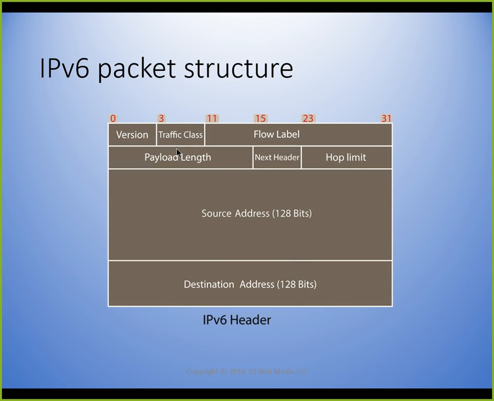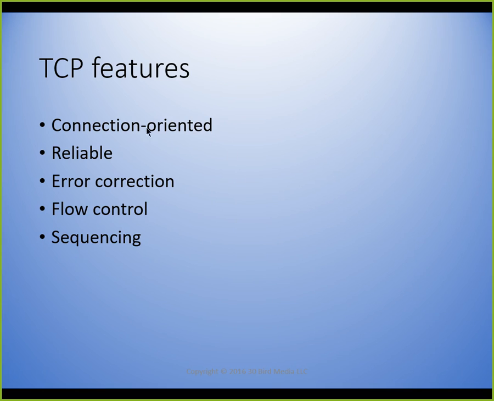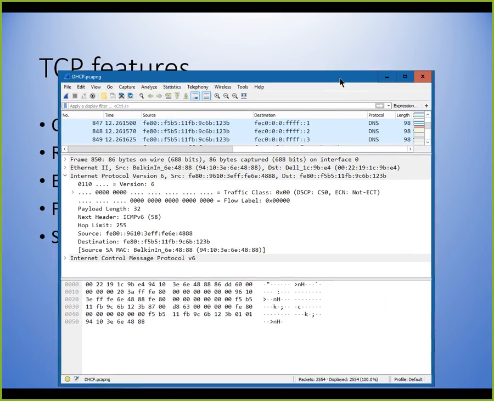with a 128-bit address field in it: version, traffic class, flow label, because it uses flows, which is a continuous flow from one to the other. The header that goes in it, I think we'll look at it and see. The TCP features: connection-oriented, reliable, error correction, flow control, and sequencing.